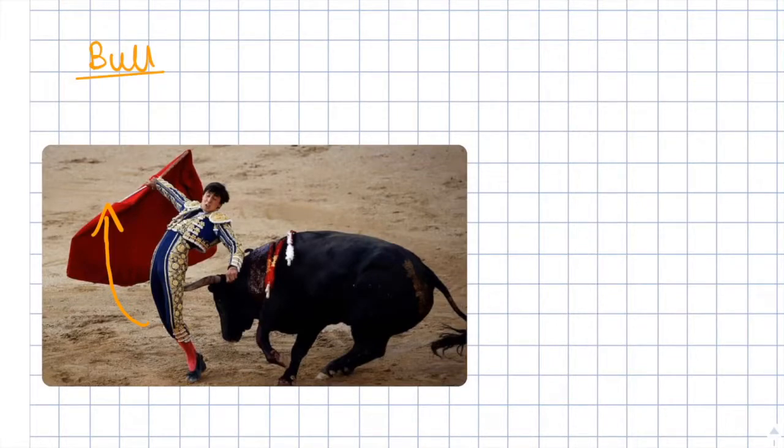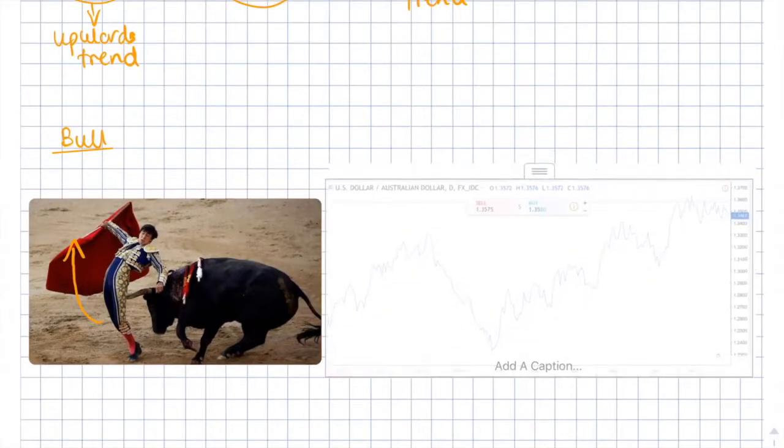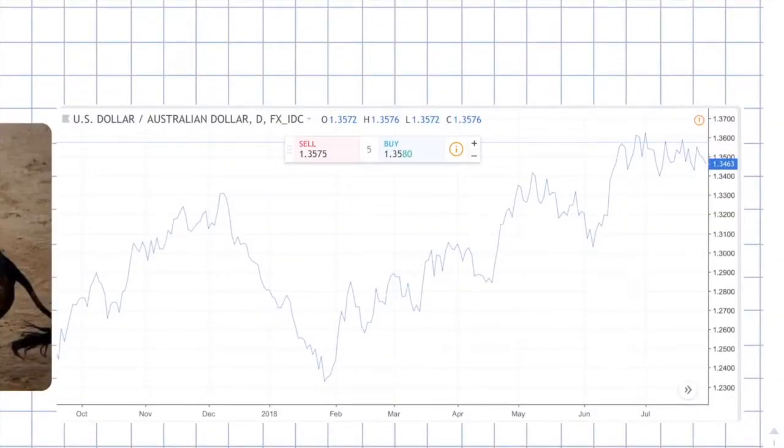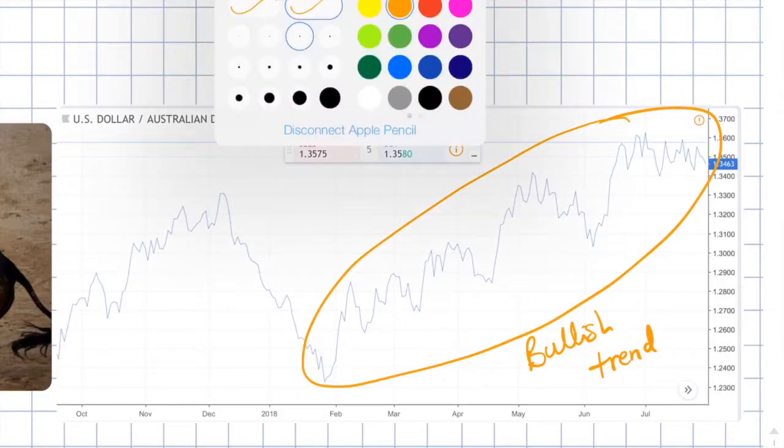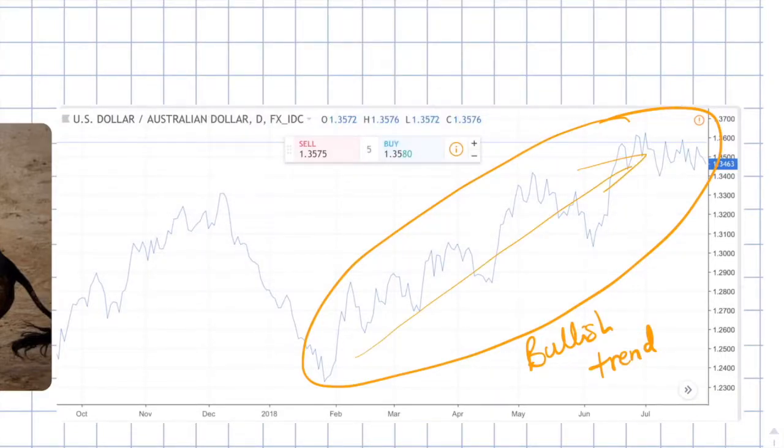So if we look on this forex chart on the US dollar and Australian dollar, I've highlighted an increase in the currency rate, and this is known as a bullish trend. It's an increase. So that's really all you need to know, and it's really important because when people are explaining their strategies, they will also include this jargon, and it's good to get familiar with these words.